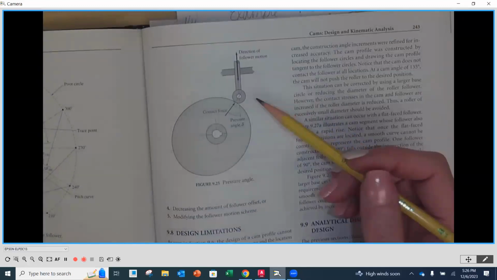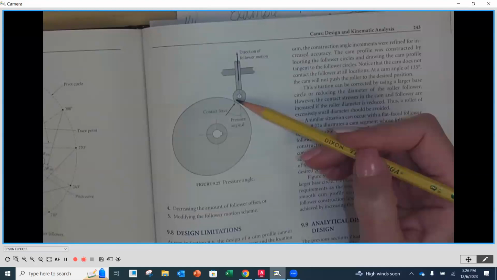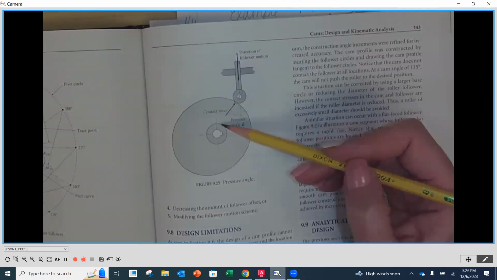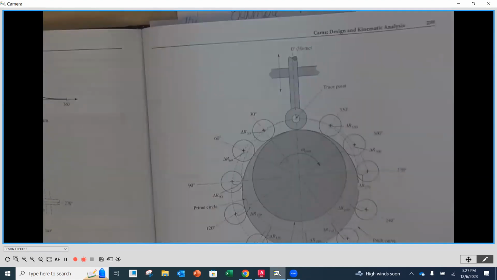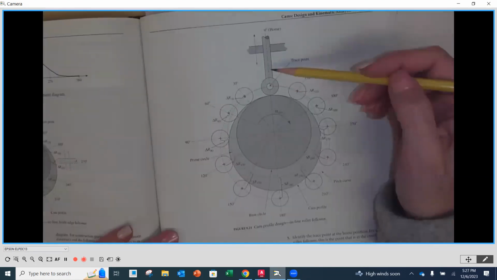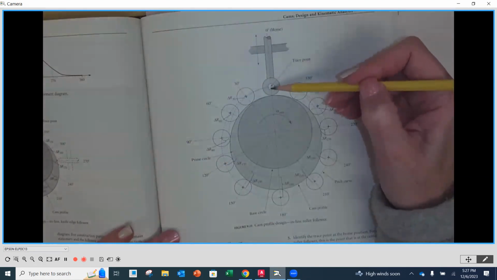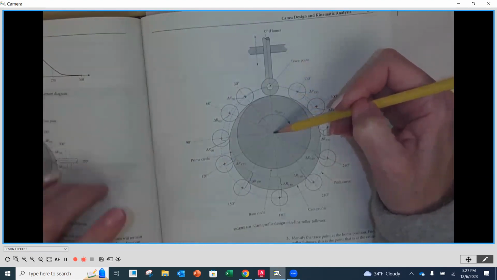If we have a follower that is in line, its contact with the cam and its pushing force is always going to be going through the center. Okay. So if we look here for an inline cam or an inline follower, you'll notice that as this rotates around, our pushing action will always be through that center of rotation. So there is not a pressure angle when we have an inline type of follower.